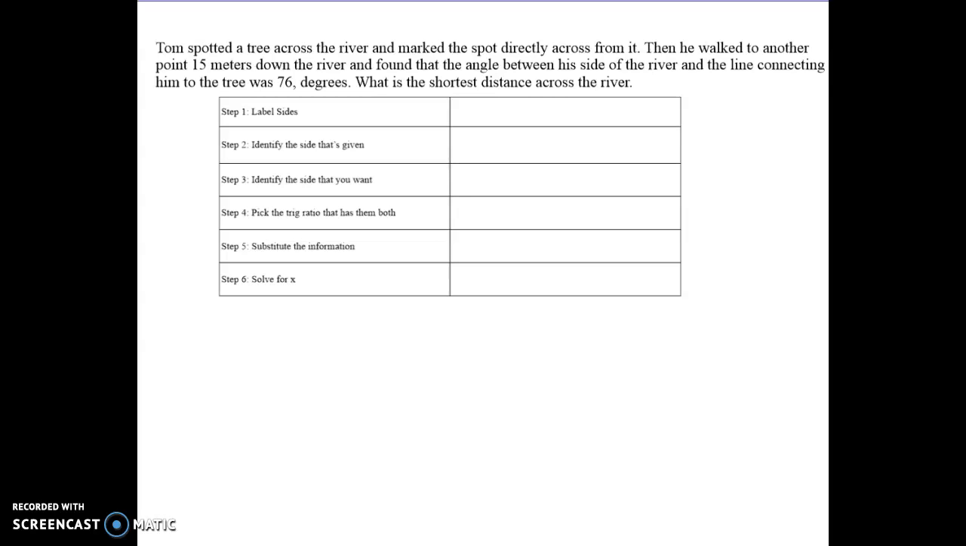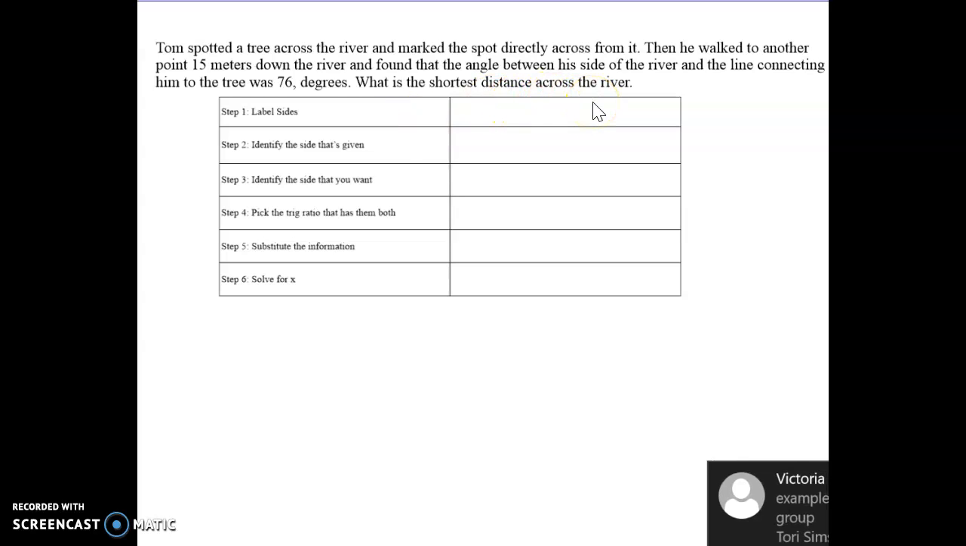This is a trigonometry word problem, so we're going to use our ratios. The first thing I'm going to do is read the word problem. Tom spotted a tree across the river and marked the spot directly across from it. Then he walked to another point 15 meters down the river and found the angle between his side and the river, and the line connecting them to the tree was 76 degrees. What is the shortest distance across the river?